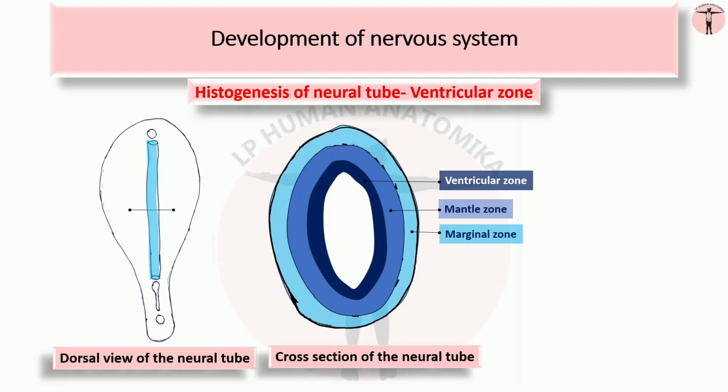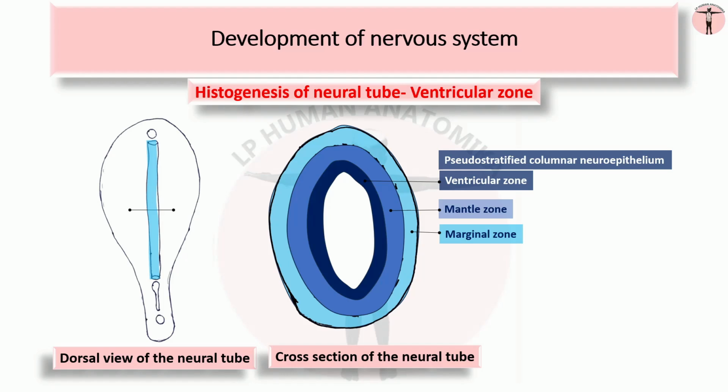Ventricular zone. Initially, the wall of early neural tube consists of neurectoderm, which is composed of pseudostratified columnar neuroepithelium. These cells constitute the ventricular zone. These cells give rise to all the neurons and macroglial cells.